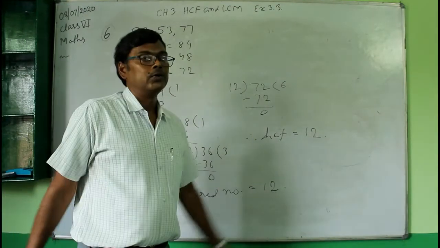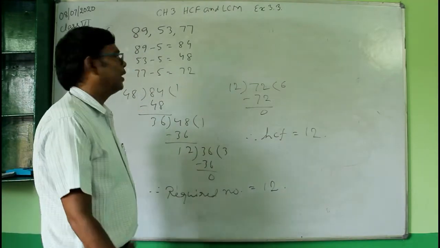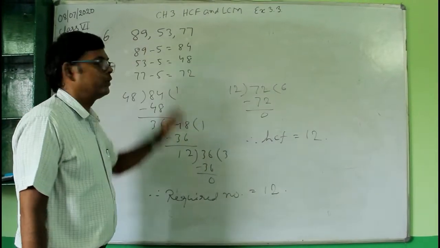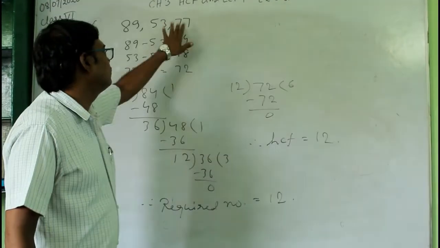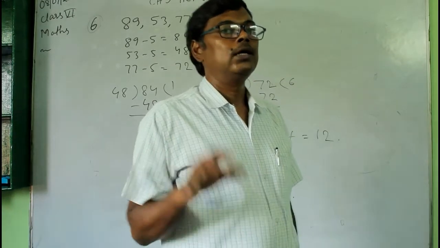Now if you divide this number by 12, you will get remainder 5, and if you divide this also, you will get remainder 5, and if you divide this number by 12, again you will get the remainder 5. Okay, you can check your answer by dividing.